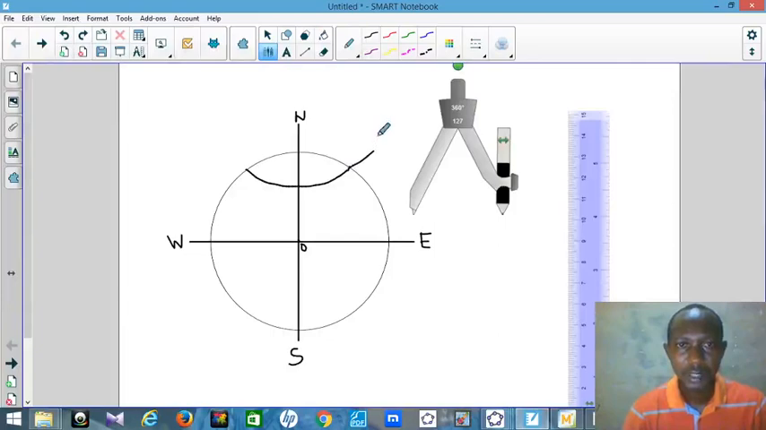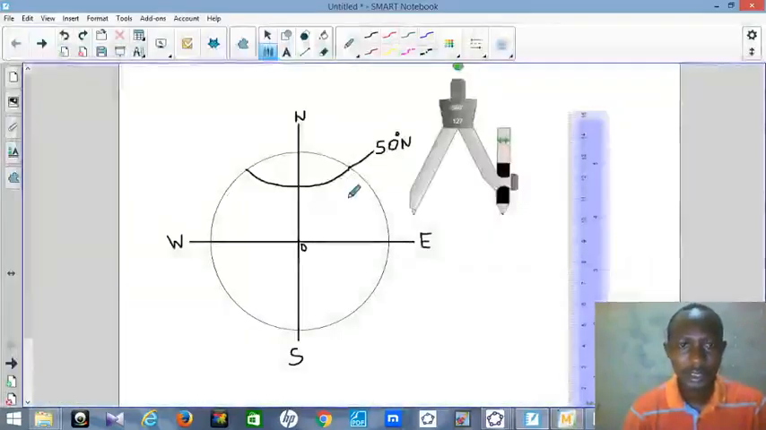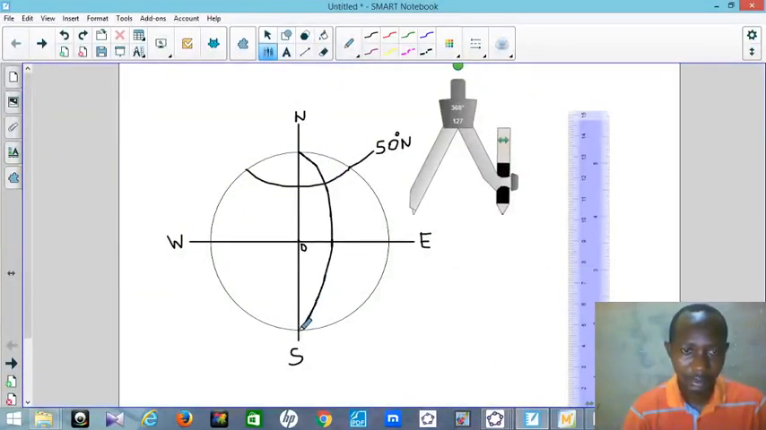Make sure you label it. Put your 50 degrees, very important. Put your 50 degree north, then we said 80 degree east. Then we know that east is on this side. Just come like this and sketch it. This is very, very important. So you are done. Then you mark this place, you label it as the point P. This is what we do on paper.